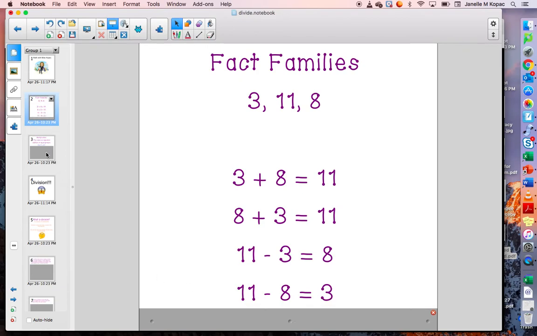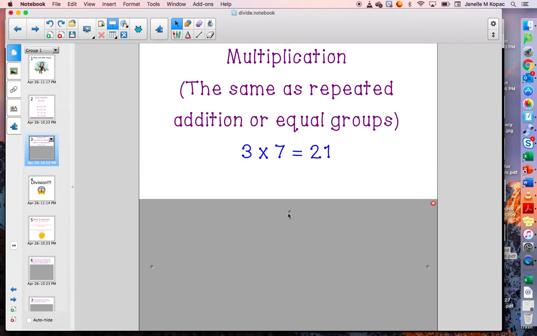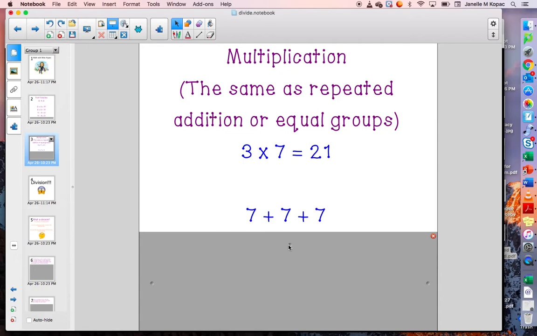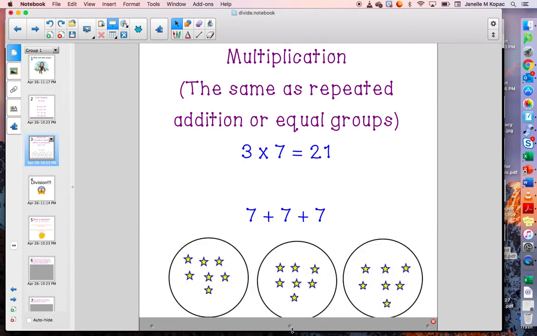The second thing I want to remind you of is multiplication. Remember, multiplication is the same thing as repeated addition or making equal groups. So 3 times 7 equals 21. You could figure that problem out by doing a repeated addition problem, taking the number 7 and adding it 3 times. Or you can make an equal groups picture. Make 3 groups with 7 in each group, and when you count it all up, it is 21.